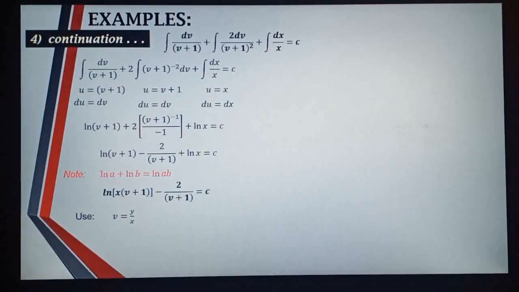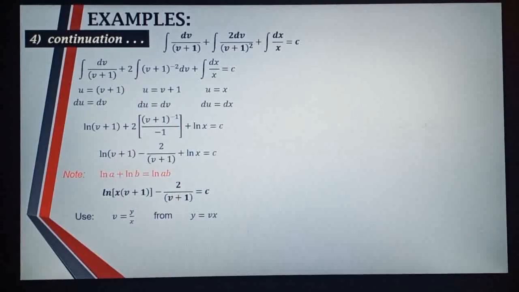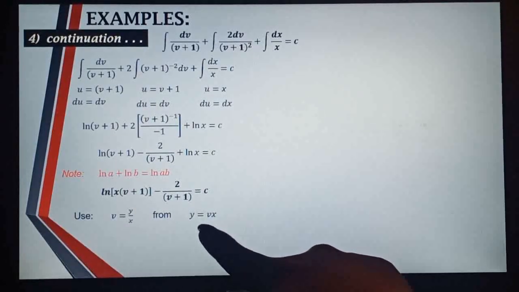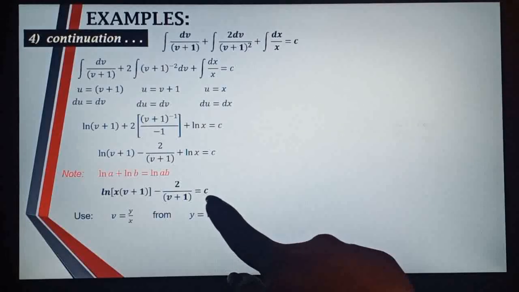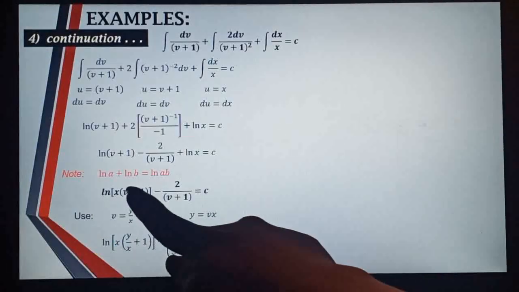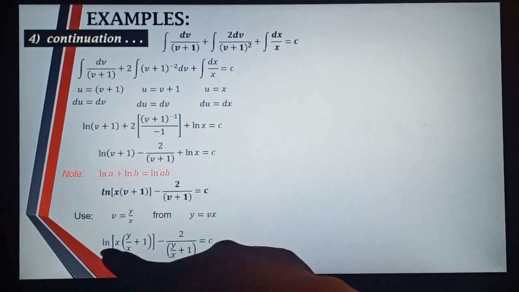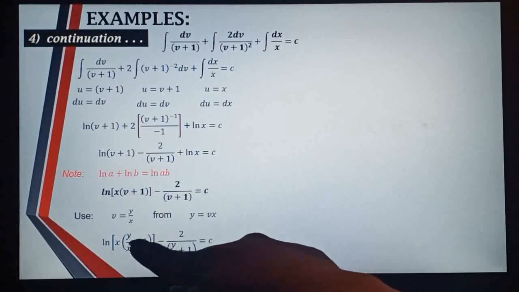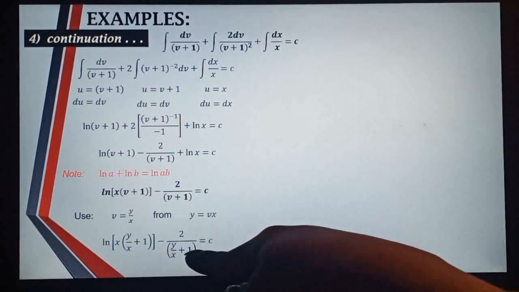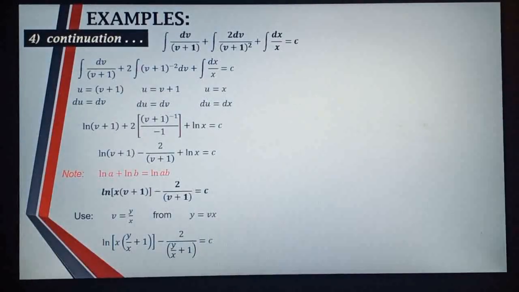Now, you will use v equals y over x, galing siya sa y equals vx. Kasi kailangan nating ibalik yung original equation natin na in terms of x and y. So, papalitan natin si v ng y over x. You will now have ln of x multiplied to y over x plus 1 minus 2 over y over x plus 1 equals c.